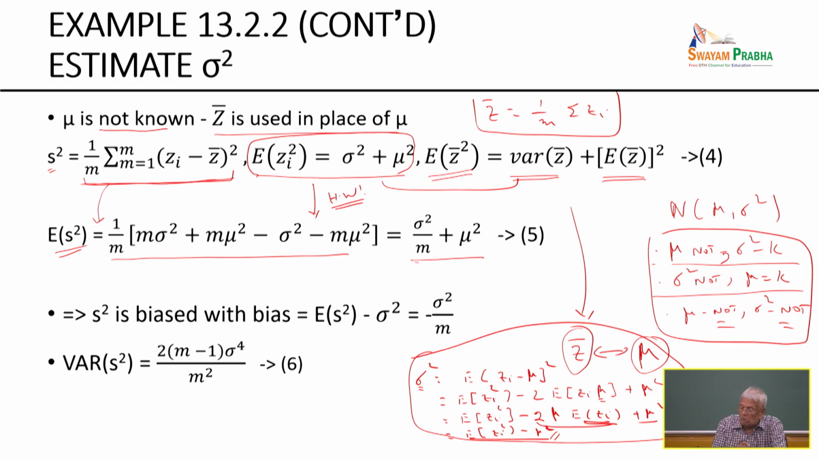So what does it mean? Expected value of S square, which is the estimate of the unknown, is equal to sigma square by m plus mu square.